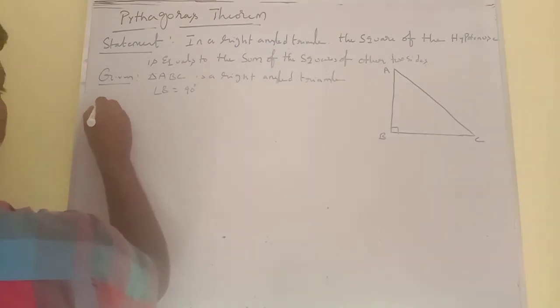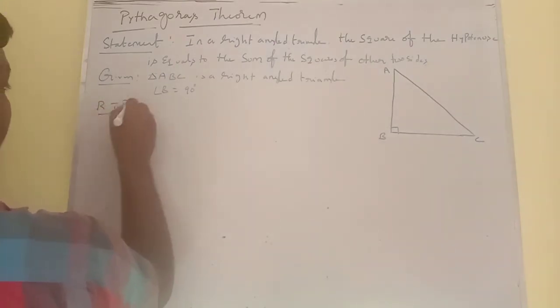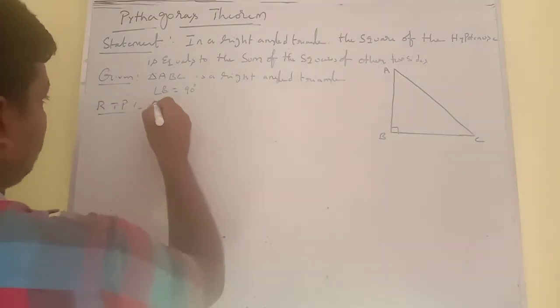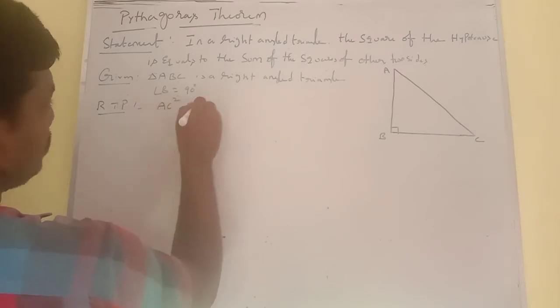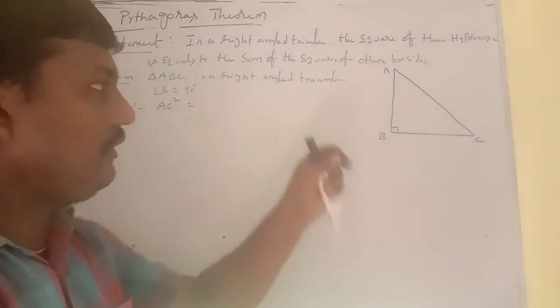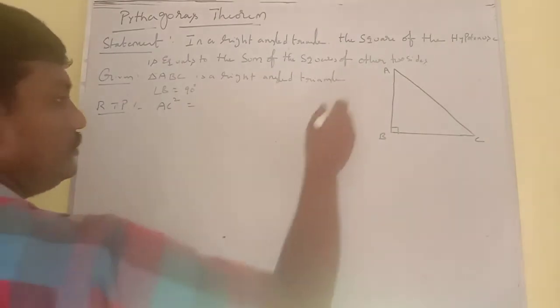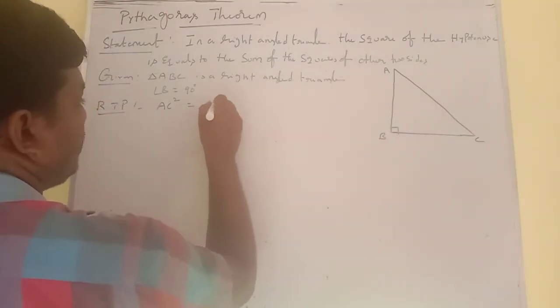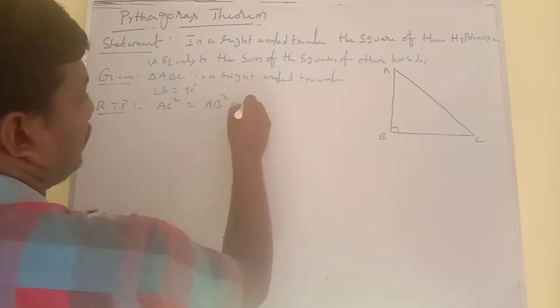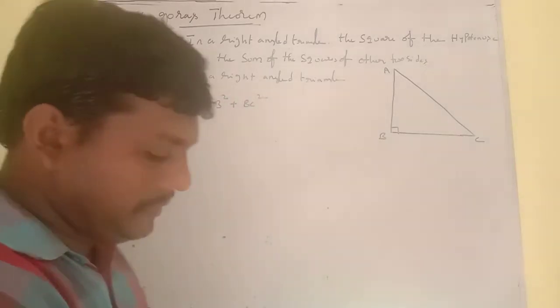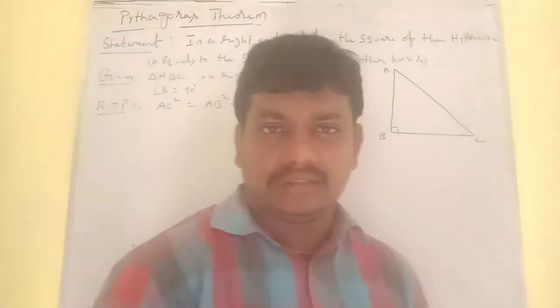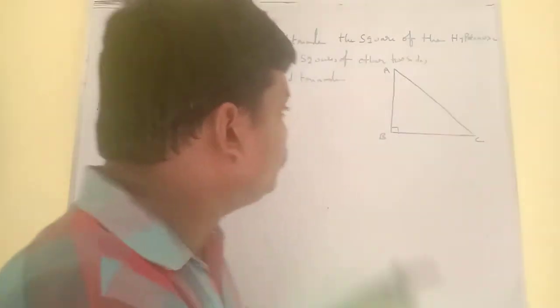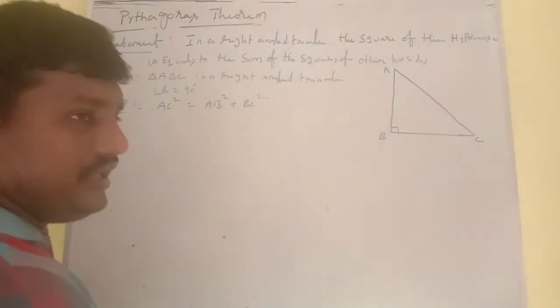Then what do we have to prove? Required to prove: the square on the hypotenuse, AC square, equals the sum of the squares of the other two sides, that is AB square plus BC square. This statement we have to prove. To prove this statement, we need some construction.